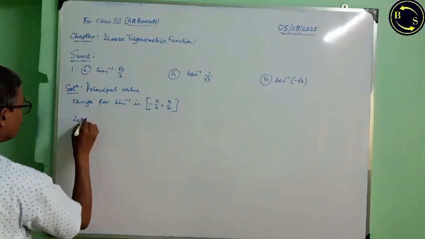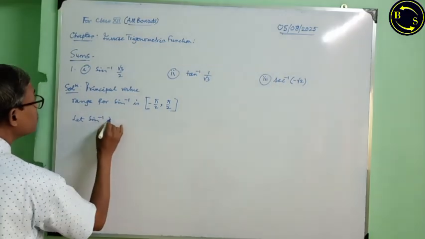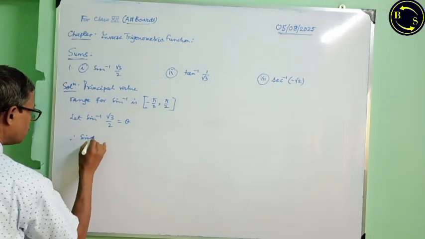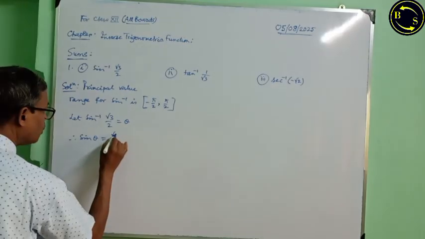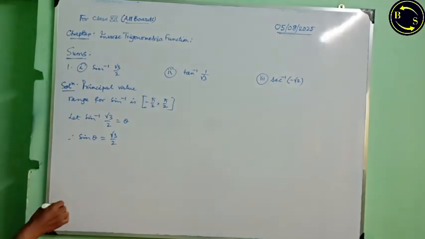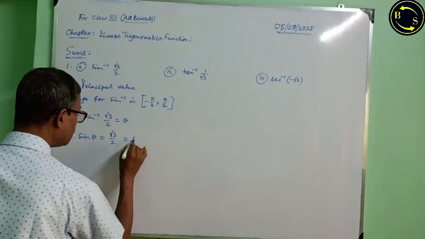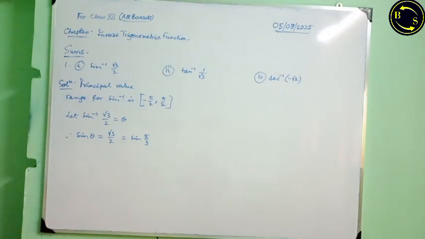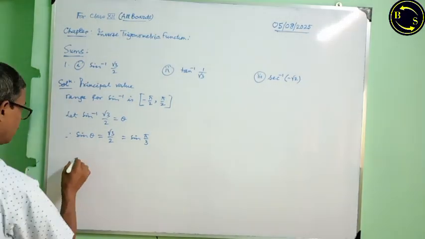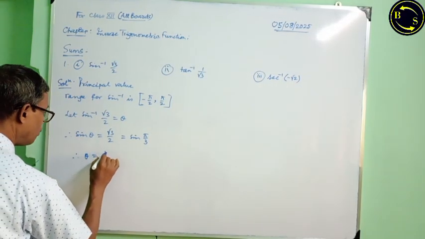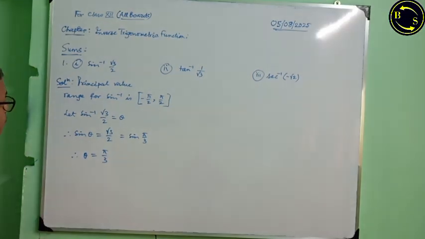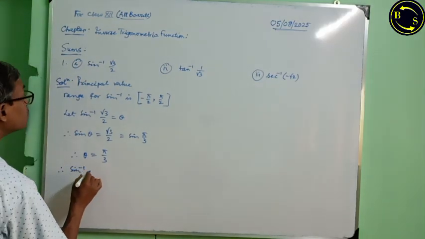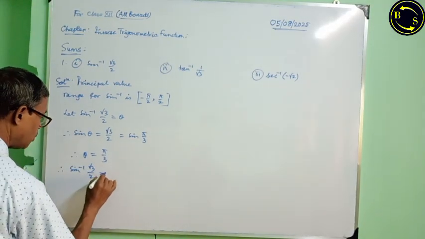Let sine inverse root 3 by 2 equal to theta. Therefore, sine theta equal to root 3 by 2, and already you know that this is sine pi by 3. Keeping in mind the principal value range, theta equal to pi by 3. Therefore, finally we write the answer, sine inverse root 3 by 2 equal to pi by 3.